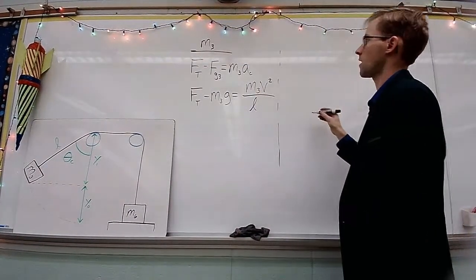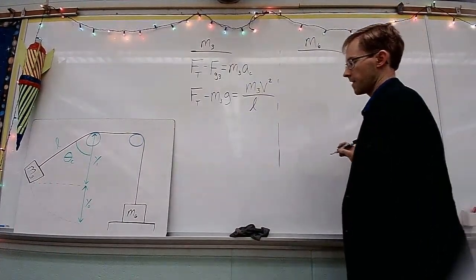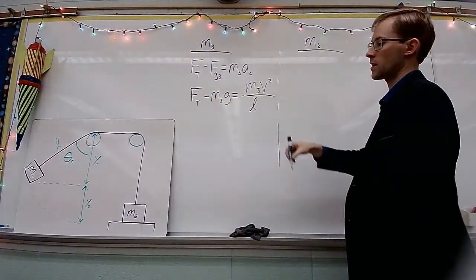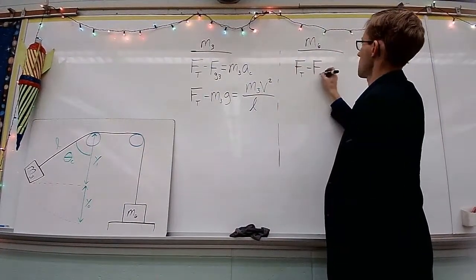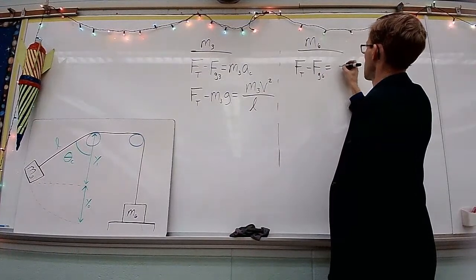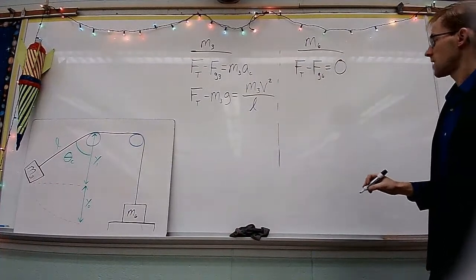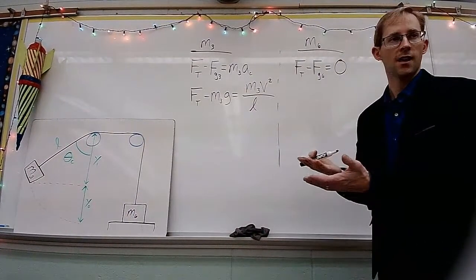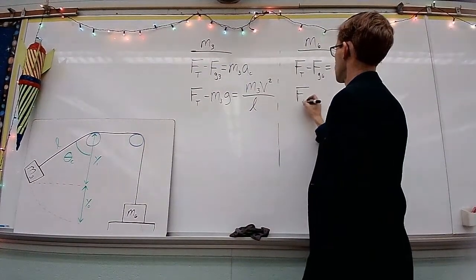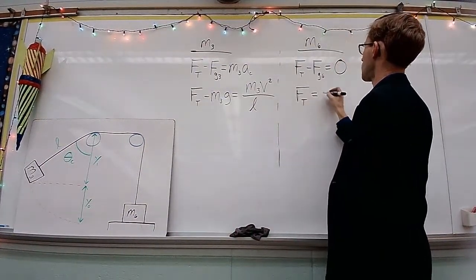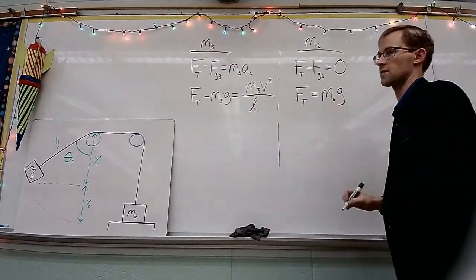In terms of mass 6, this object is sitting on that table and it's being pulled up. So tension force up minus gravity down is going to be equal to 0, because at this point, it's just barely sitting on the table. It's not accelerating up or down. So what that means then is tension is equal to force of gravity, or m6g.